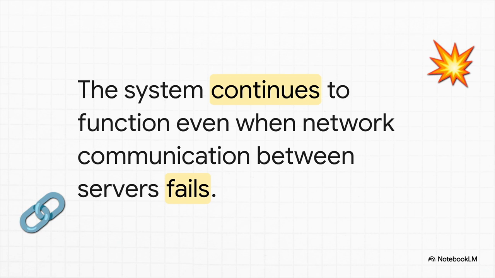And the final piece of the puzzle, the P, is for partition tolerance. This is the system's ability to keep chugging along even if some of its servers can't talk to each other anymore, because the network between them broke. It's like a company with two offices. If the phone lines get cut, both offices can still serve their local customers just fine.